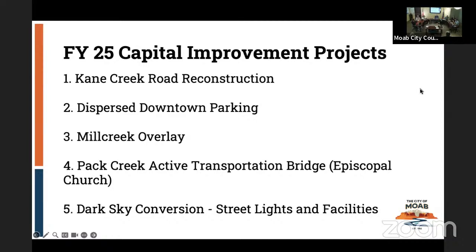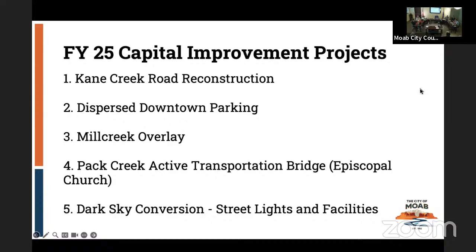You all, the council, approved a budget for capital improvement projects for this current fiscal year that we're still more or less barely into, not even two months into. They included continuing the Cane Creek restoration reconstruction project, the downtown dispersed parking project. The Mill Creek overlay was a chip seal, but it's been upgraded to more of a mill and fill project. The Pack Creek active transportation bridge, or pedestrian footbridge, behind the Episcopal Church was on the list, as well as the dark sky conversion process for city-owned facilities and streetlights. So all these are in the works in various stages.